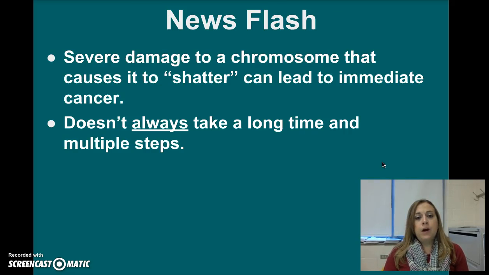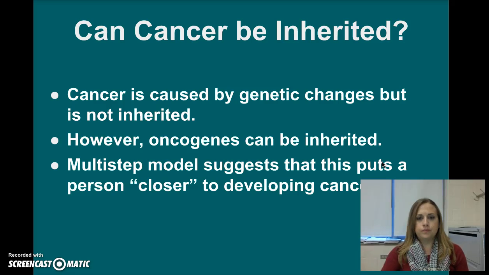Something to really keep in mind, though, is that severe damage to a chromosome that causes it to shatter, or to have severe errors very quickly, could lead to immediate cancer, because you're going to end up having lots of errors all at once. So severe damage to a chromosome could cause cancer to happen a lot faster. It doesn't always take a long time and multiple steps. Just generally, it takes a while and multiple steps.